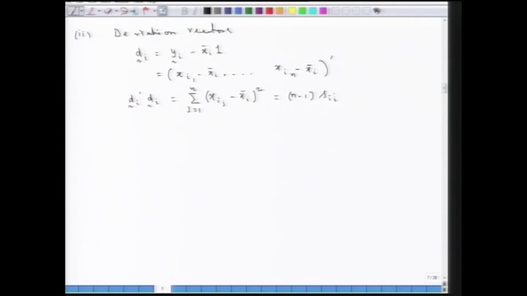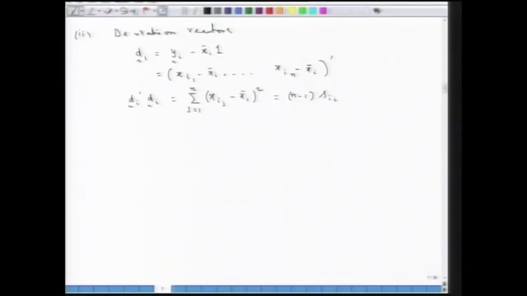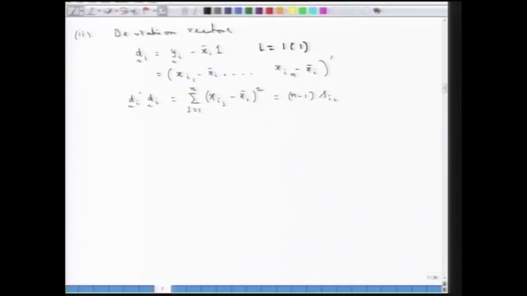s_ii. So if we have the deviation vectors d_i denoting the deviations from the respective mean components, then d_i prime d_i is nothing but the sum of squares of these entries in the deviation vector, which is n minus 1 times s_ii, where s_ii is the sample observed variance corresponding to the ith component. We have these deviation vectors p in number. So the norm square of these deviation vectors is associated with the sample variances of the respective components, with n minus 1 as the multiplier, right.